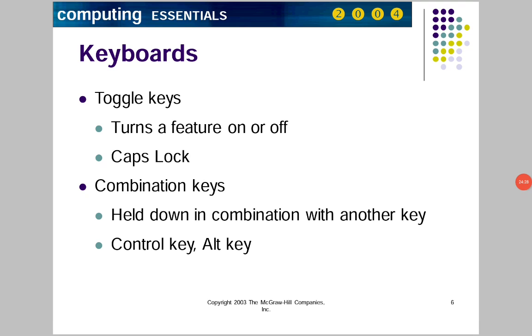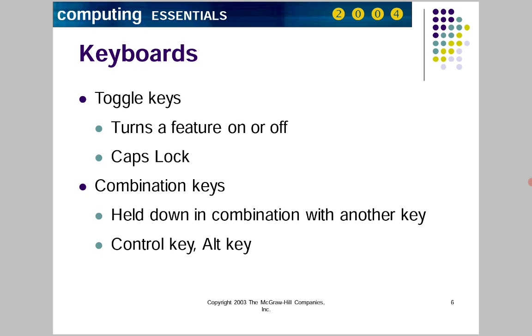Generally on the keyboard some keys are called toggle keys. Toggle keys means when you press it the first time it turns on, and when you press it again it turns off. So that type of keys are called toggle keys, like caps keys, shift keys, like that.